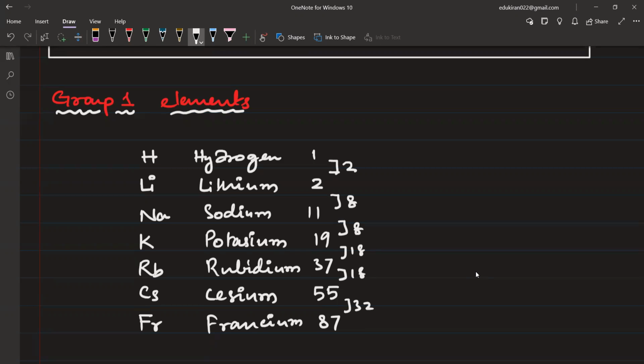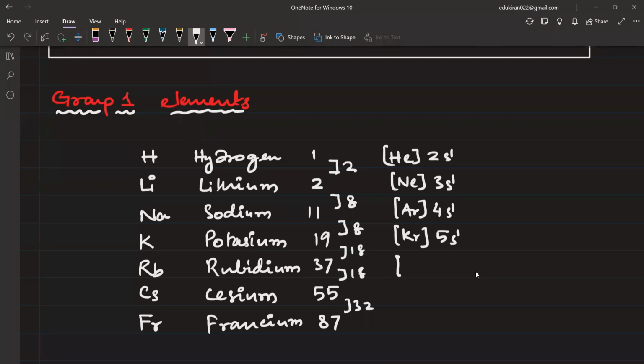One more thing that you can see here. Hydrogen is what? Lithium, 2s1. Sodium, after neon, 3s1, right? Potassium after argon, 4s1. Then next it will be what? Rubidium after krypton, 5s1. Then cesium after xenon, 6s1.